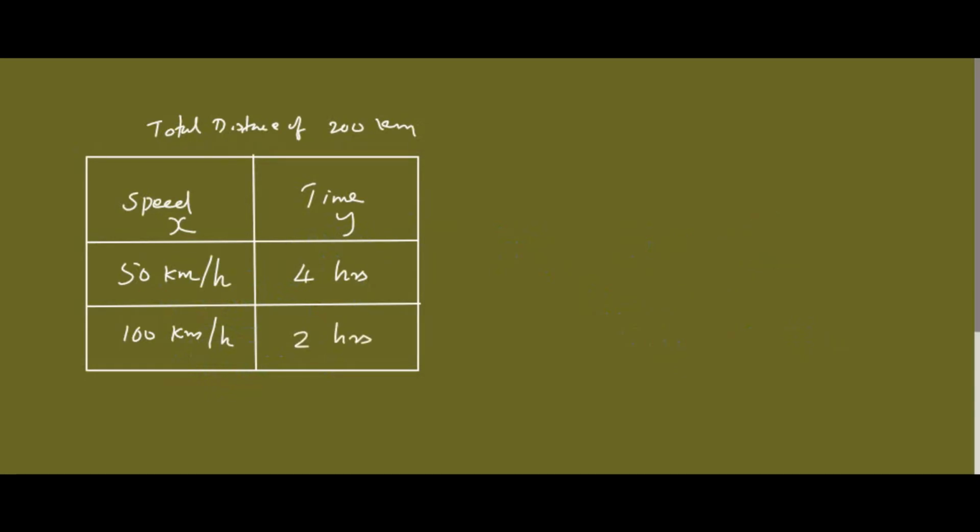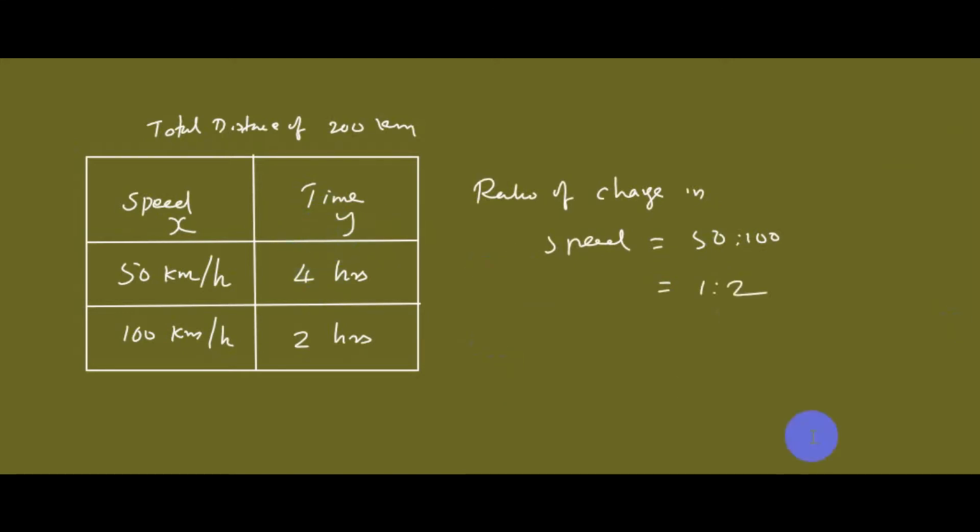What we see now, if you write the ratio of change in speed, is 50 is to 100. When reduced, it will be 1 is to 2. Now see the ratio of change in time. It is 4 is to 2. When reduced, it is 2 is to 1.